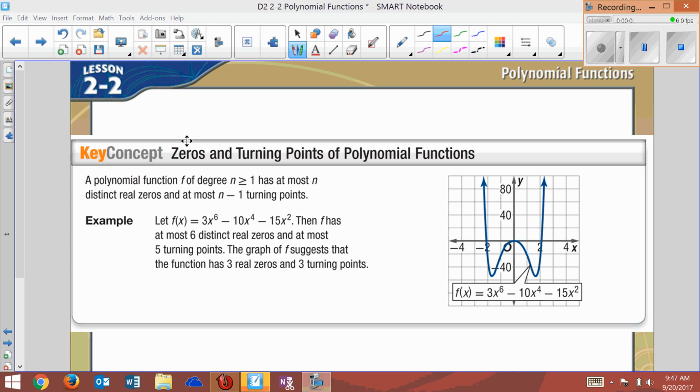Now let's talk about zeros and turning points. A zero occurs anywhere we have an x-intercept, and a turning point is whenever the graph changes direction. All right. Now that should be rather simple. Turning point changes direction. So here I have 2 turning points there and 1 there.